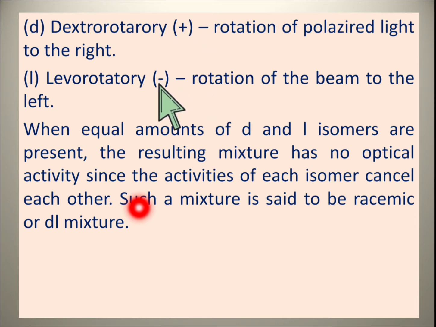So if you see this in the names of any compounds, if you see this positive or negative sign or a small letter d and a small letter l, it just means that this compound, this isomer, rotates the polarized light to the right if it's a plus sign and to the left if it's a minus sign.